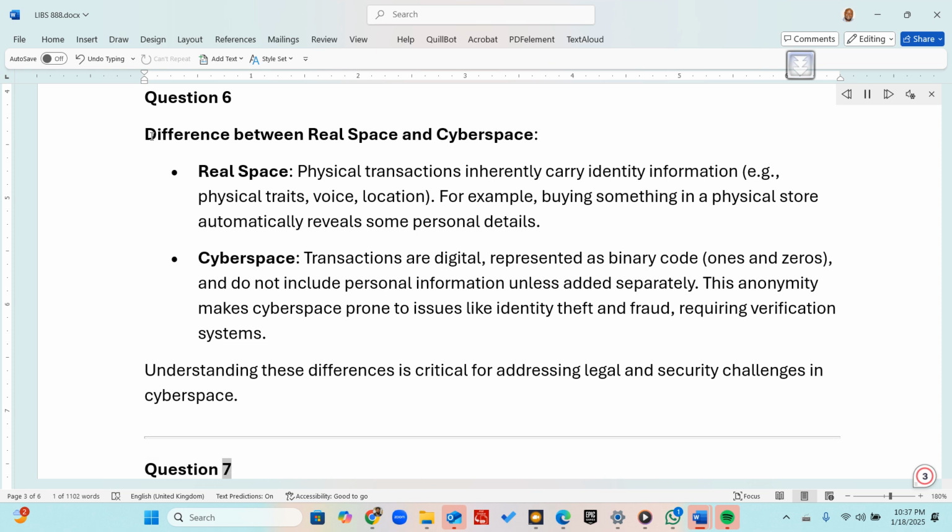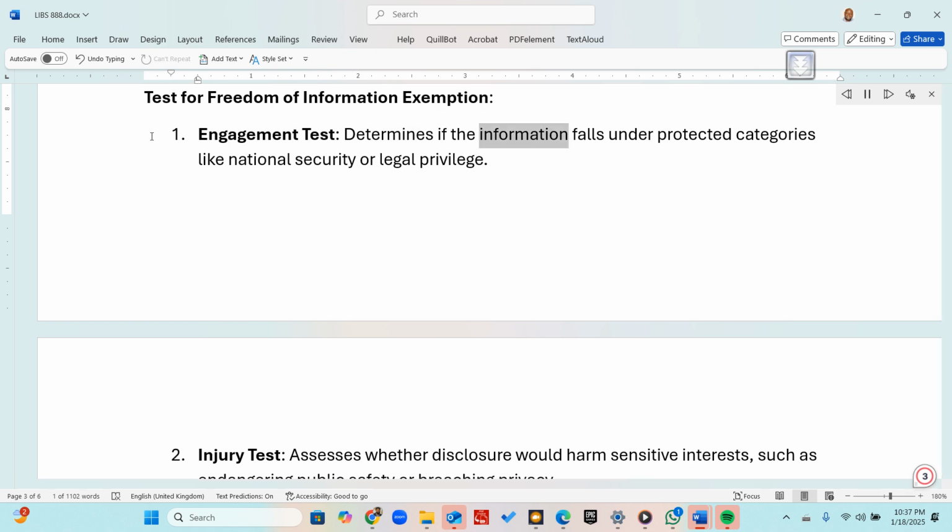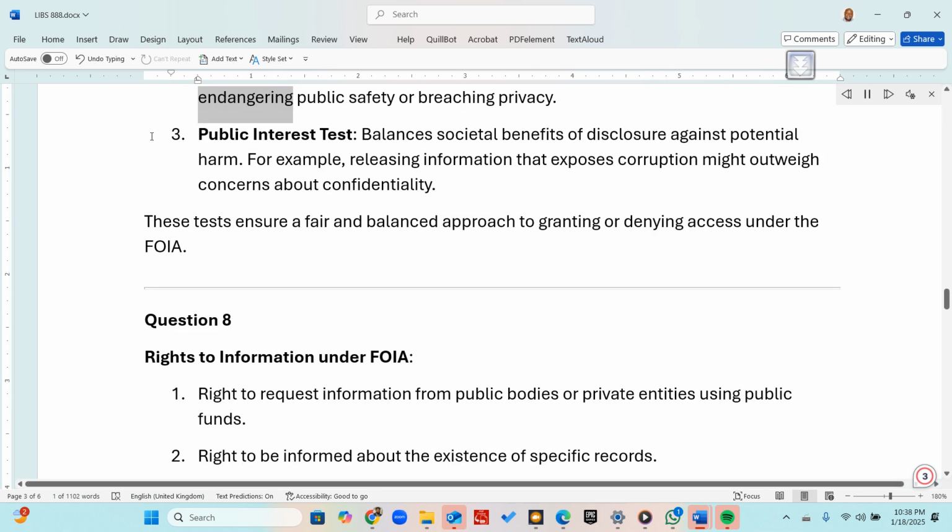Question 7. Test for freedom of information exemption. Engagement test determines if the information falls under protected categories like national security or legal privilege. Injury test assesses whether disclosure would harm sensitive interests, such as endangering public safety or breaching privacy.